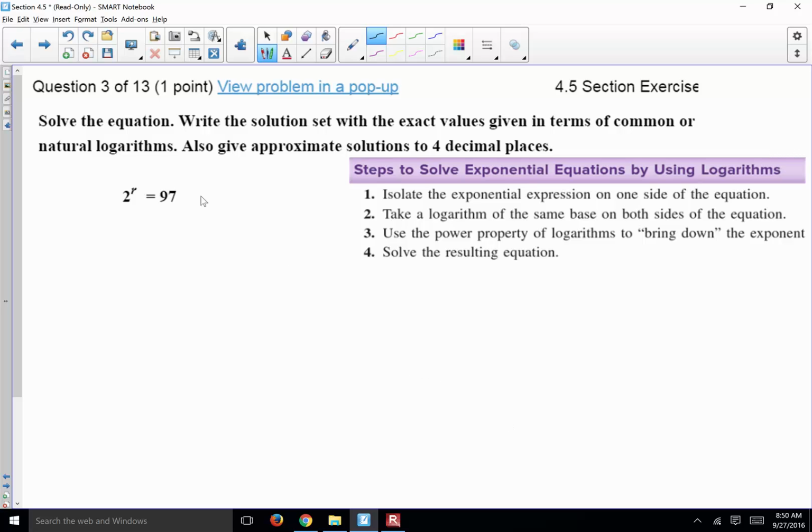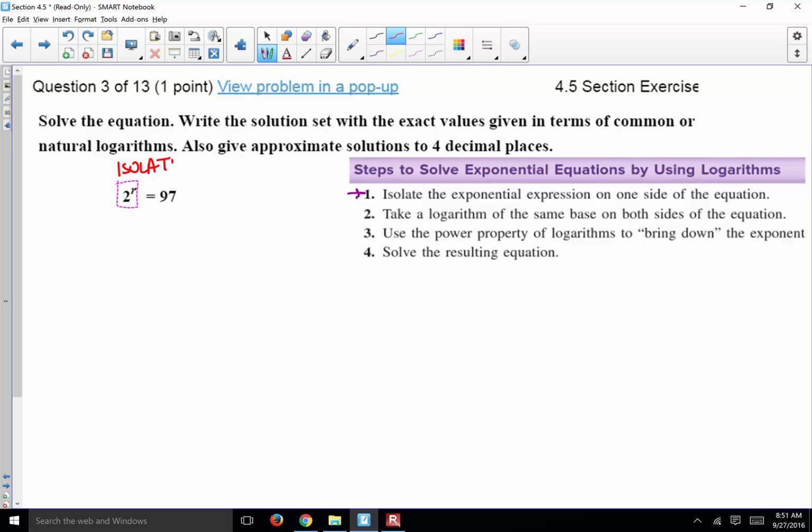How logarithms are going to help us take care of exponential functions, you will see in these steps. Okay, we will do it in these steps. First, apply the recipe. Isolate the exponential expression on one side of the equation. So you need to know what I mean by exponential expression. What part of this equation is exponential? This part. We need to isolate this.